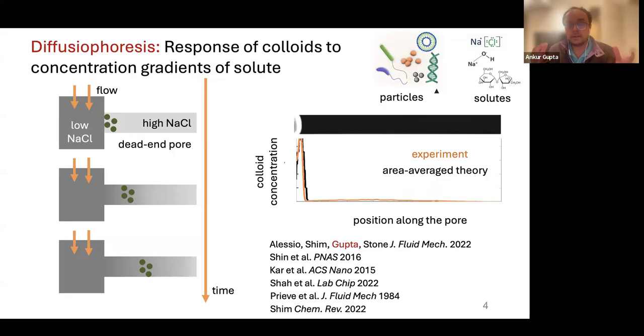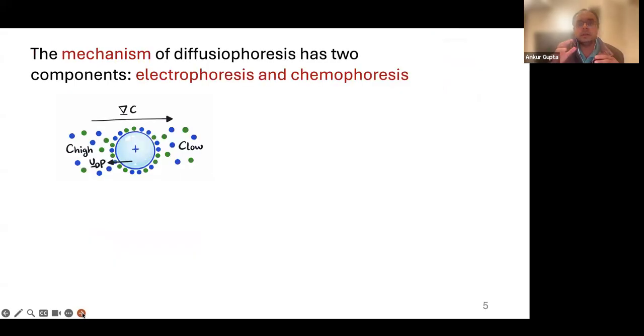So the first question that I always get asked a lot is why does this diffusiophoresis occur? It's a complicated question, but let me try to simplify this phenomenon. Primarily, if you think about diffusiophoresis, it has two mechanisms. One is electrophoresis and one is chemiphoresis.